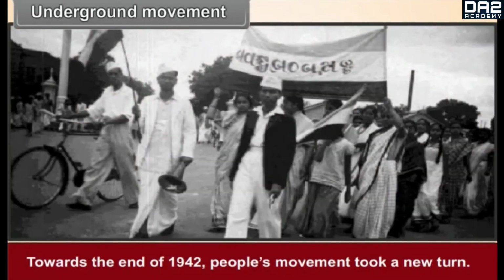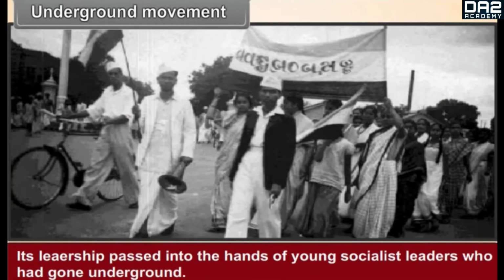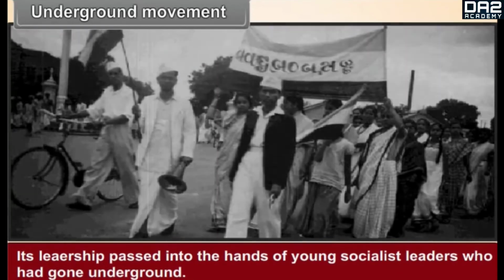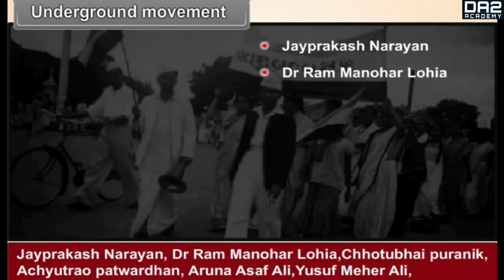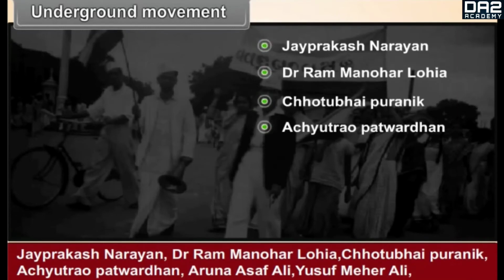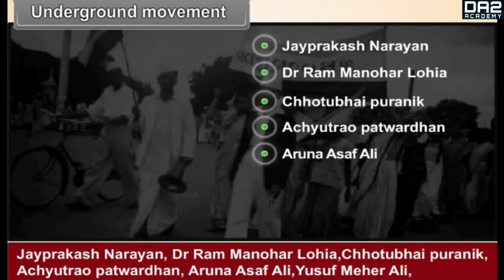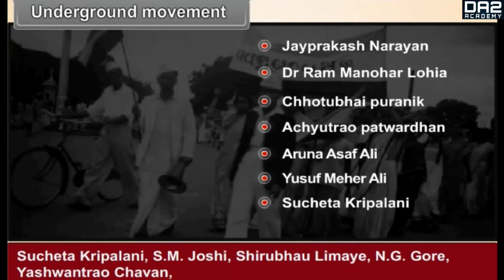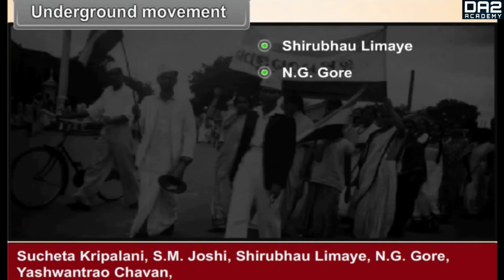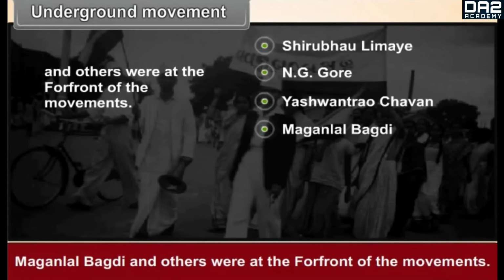Underground movement. Towards the end of 1942, people's movement took a new turn. Its leadership passed into the hands of young socialist leaders who had gone underground. Jai Prakash Narayan, Dr. Ram Manohar Lohia, Chotu Bhai Puranik, Achyut Rao Patwardhan, Aruna Asaf Ali, Yusuf Meher Ali, Sucheta Kriplani, S.M. Joshi, Shirubhau Limaye, N.G. Gore, Yashwantrao Chavan, Maganlal Bagdi and others were at the forefront of the movement.